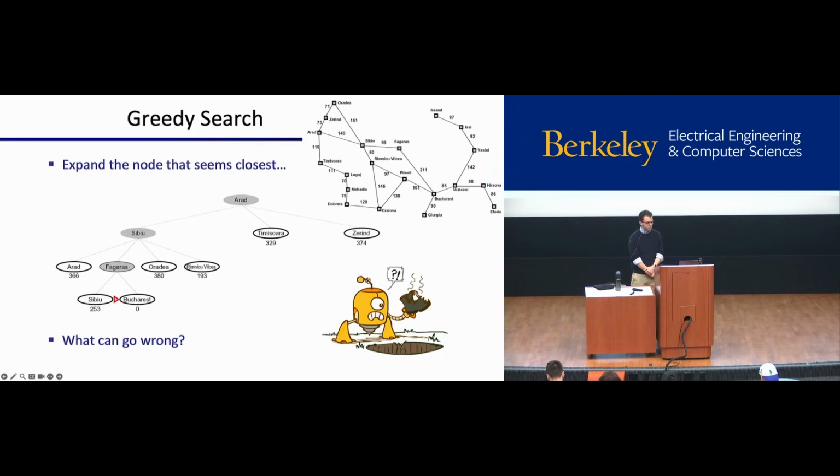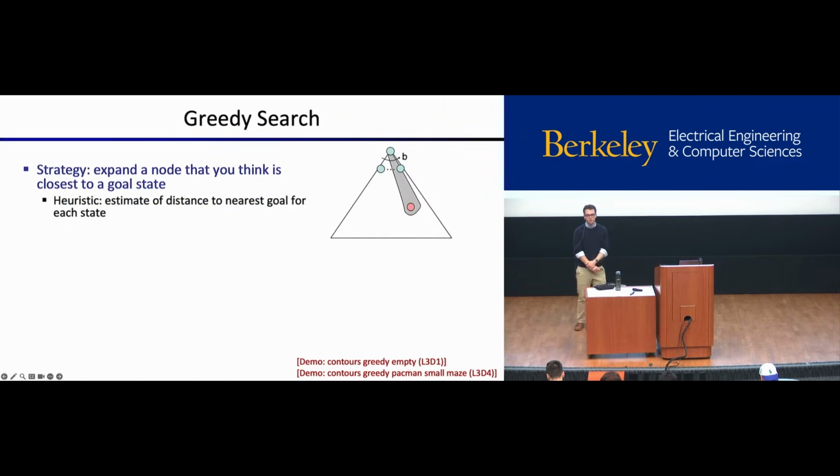Maybe. Here's another picture of greedy search. Greedy search is basically, can folks see the gray this time? Is it a bit easier to see? Okay, nice. So greedy search is basically saying, I think the goal is that way.